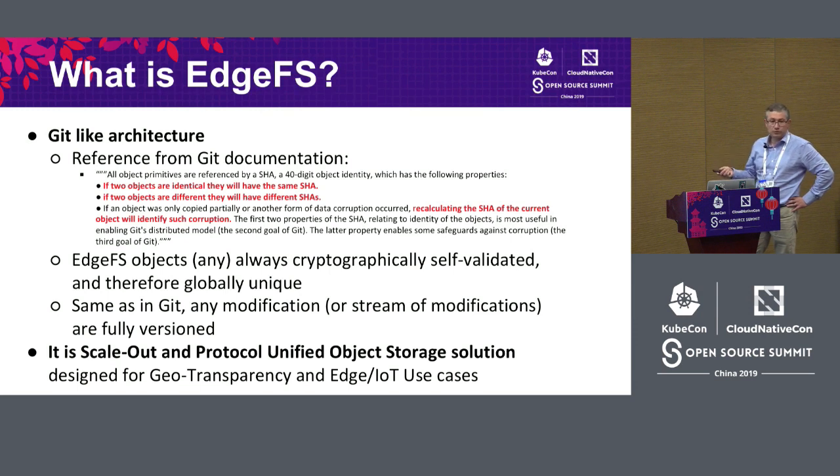It's totally immutable storage. You can cache it, you don't need to invalidate the cache. It becomes really scalable at that moment and very fault tolerant. Same as in Git, any modification is fully versioned. Essentially, EdgeFS is a system which manages versions.